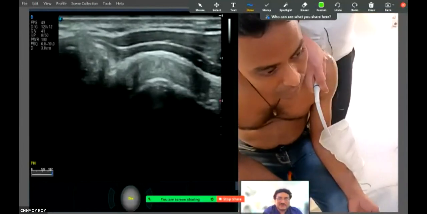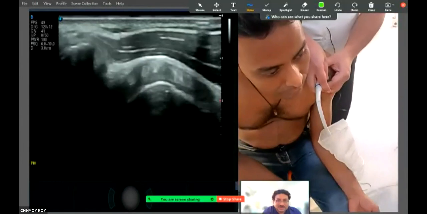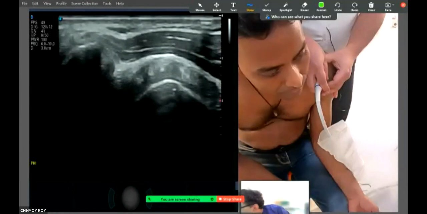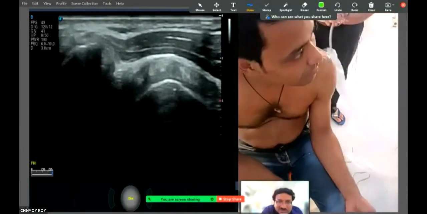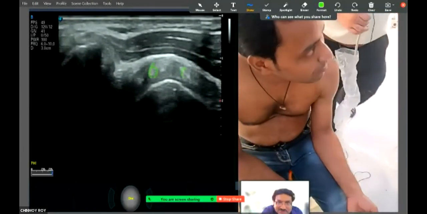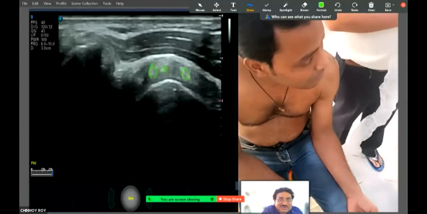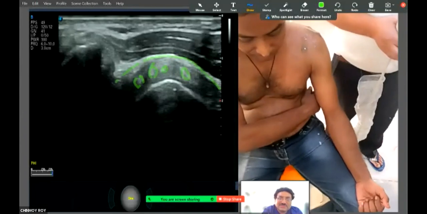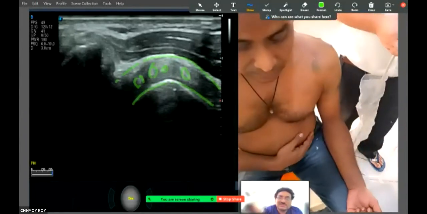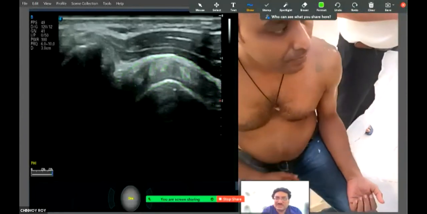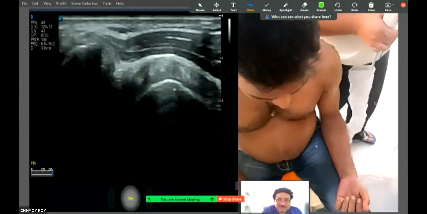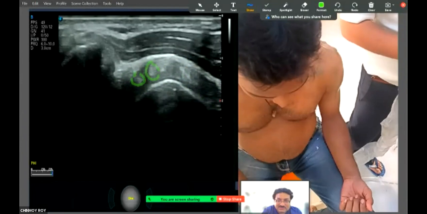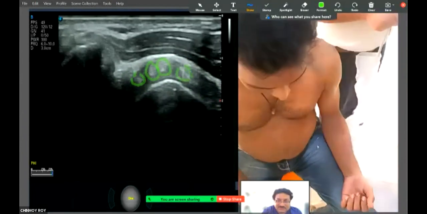Just wait. Freeze it. Okay. So this is the subscapularis muscle. Again, the myotendinous junctions, what we showed in the long axis view of subscapularis. This is the short axis view of subscapularis, and it is the same myotendinous junction. The muscles are black and the tendons are white. So this is also normal.